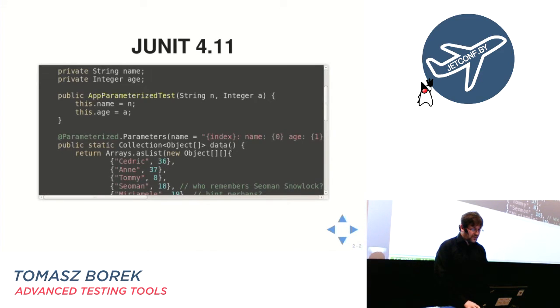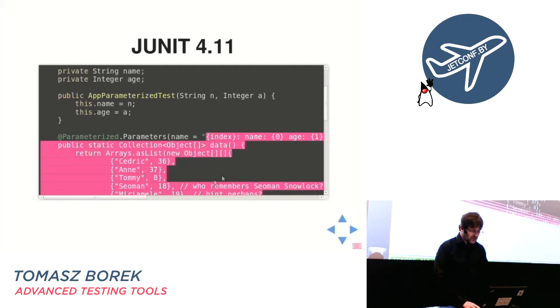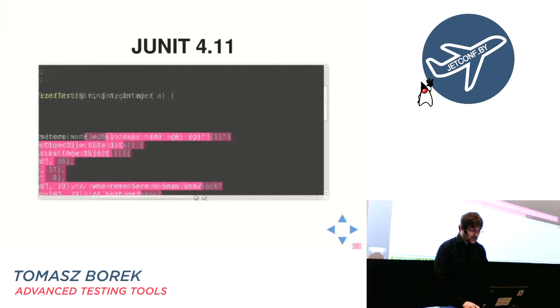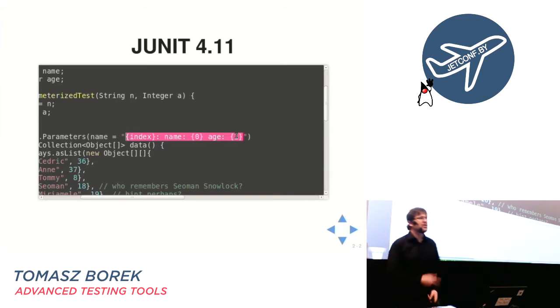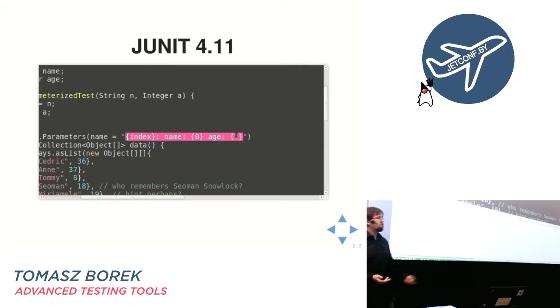Now with 4.11, your tests might look much better in the reporting. Let me highlight the relevant part. You may specify a name, which is a string that may contain markers like index and position of your arguments. Do you know this notation? Shall I explain it? Is it clear? It's clear. Okay. Cool.